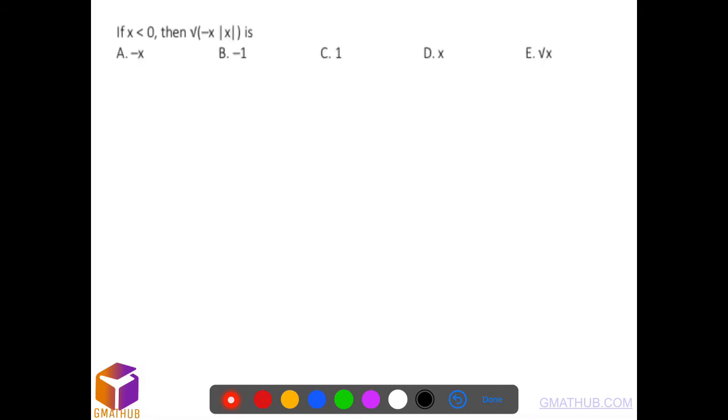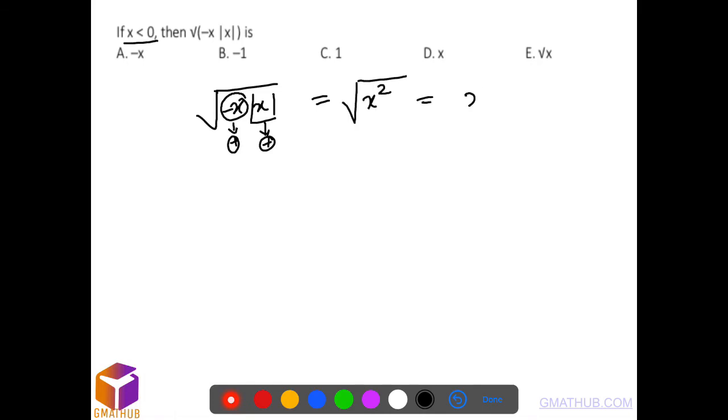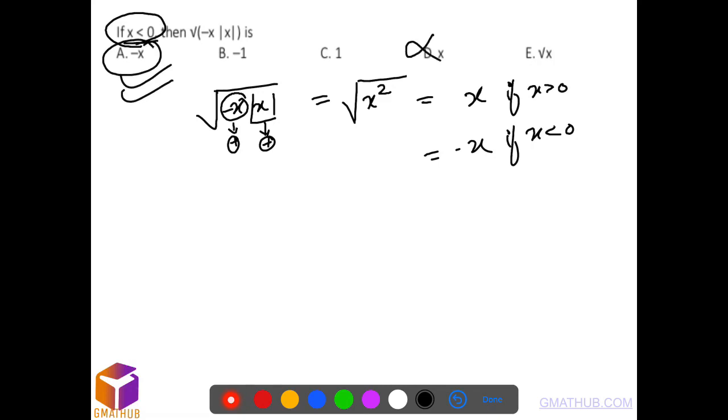For example, this is square root of minus x into mod of x. X is negative, so minus x would be positive and mod of x any which way is positive. So I can simply write it as square root of x square. Again, the answer would be x if x is positive, or minus x if x is negative. So x is given as negative, answer should be A. D would be wrong. It's this answer.